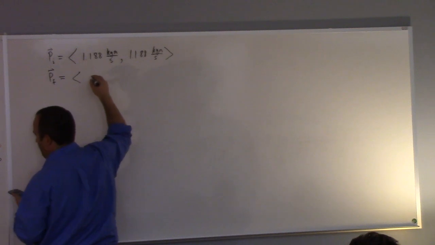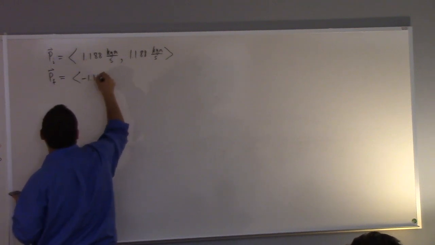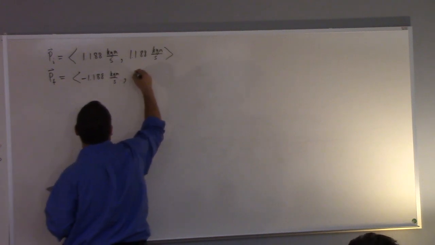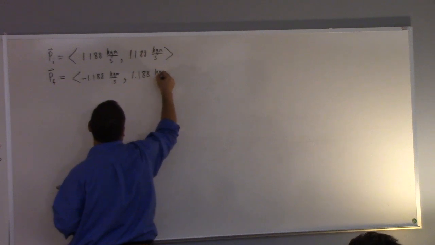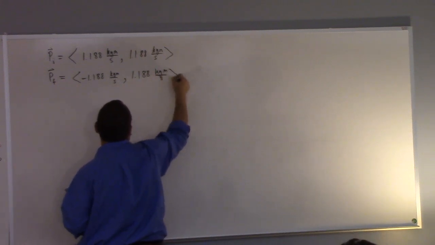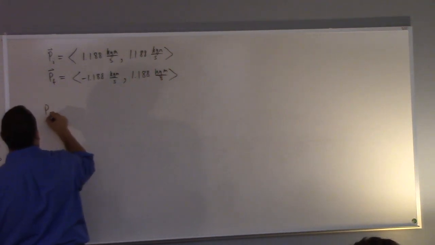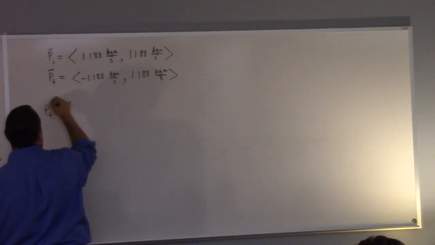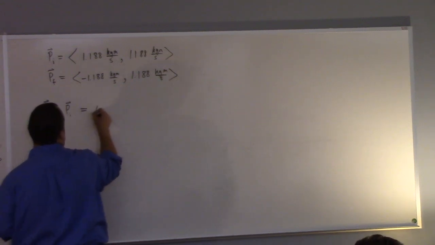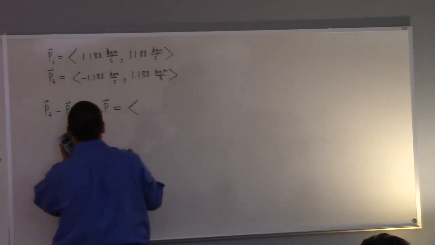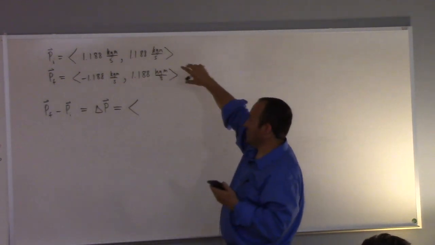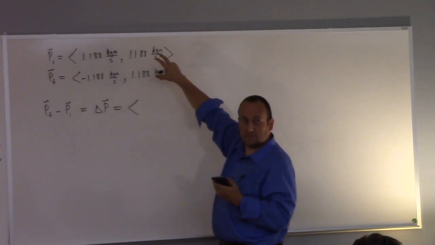Same numbers, but different sign, right? Minus 1.188 kilogram meters per second and 1.188 kilogram meters per second. What happens when we subtract these? What's PF minus PI then? That's the change in momentum. That's the impulse, right? And what is it, though? When we subtract these vectors, the vertical components cancel. And what are we left with?